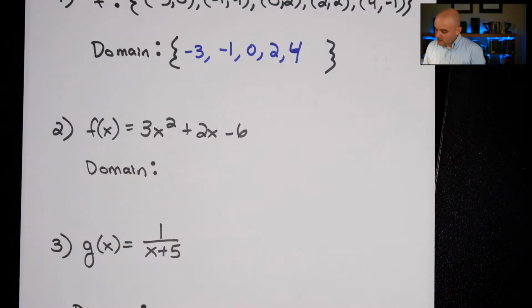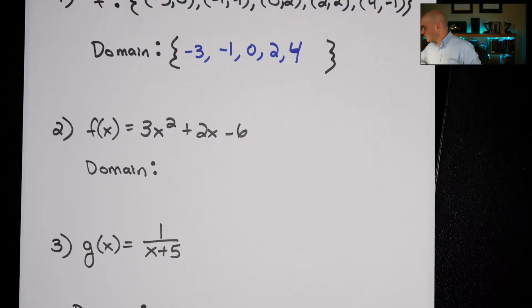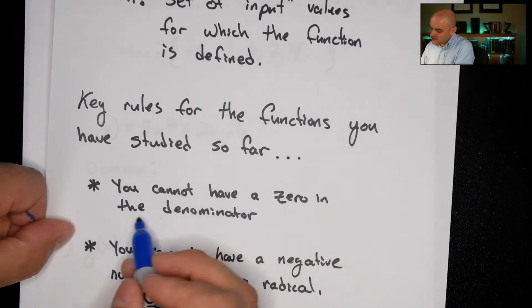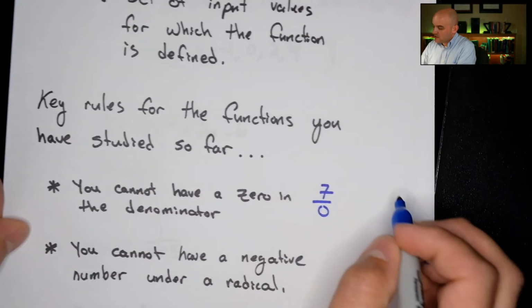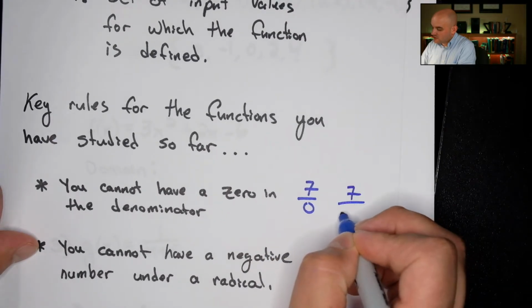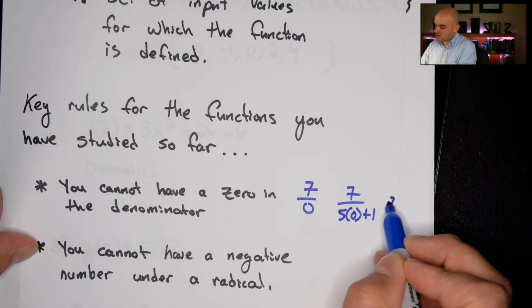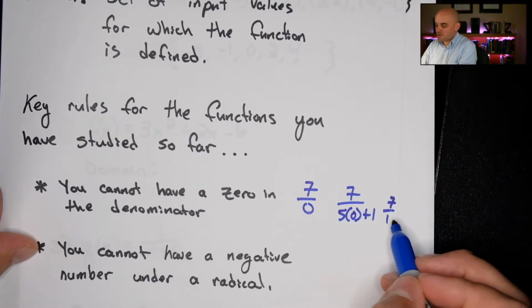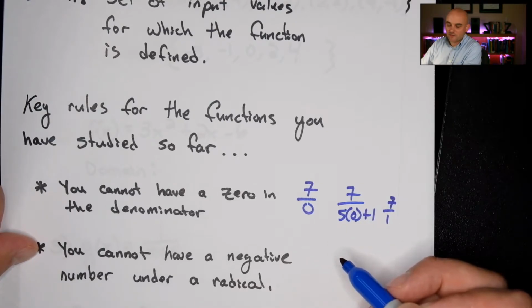Next one right here. What is the domain for this function? 3x squared plus 2x minus 6. And this is where some students get a little bit unsure. The question is, go back to these two rules right here. It says you cannot have a 0 in the denominator. By that we mean that you can't have something like 7 over 0. Now you can have 7 over, let's say, 5 times 0 plus 1, because this simplifies to 7 over 1. And that's okay. The final value of the denominator is not 0. But here 7 over 0 is an issue. You can never, ever divide by 0.